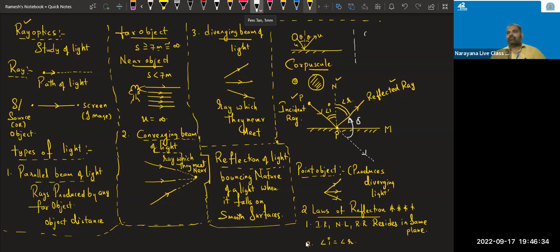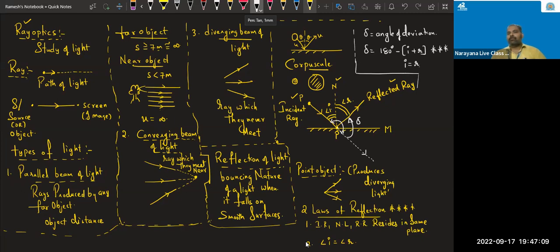So the angle between the original path of light and the reflected light is called the angle of deviation. Delta is called the angle of deviation. How will you write the angle of deviation? Shall I write 180 degrees and subtract I and R? From 180 degrees, I will subtract I plus R. Understood this step? This is a very, very important formula for the angle of deviation.